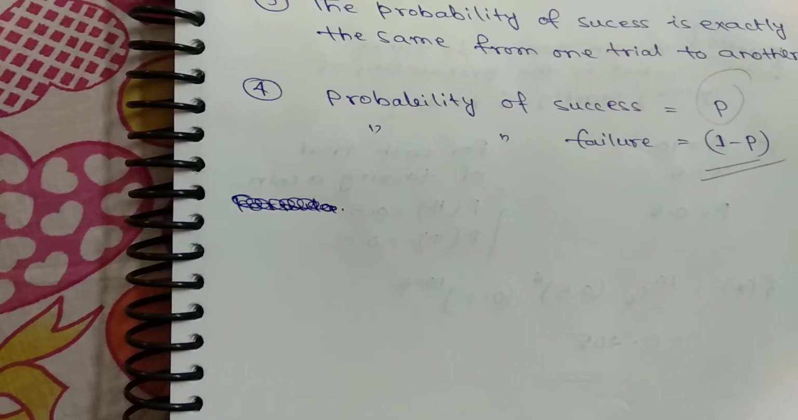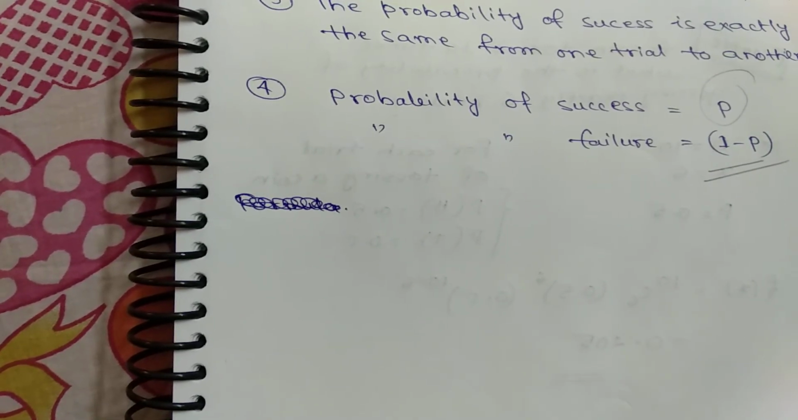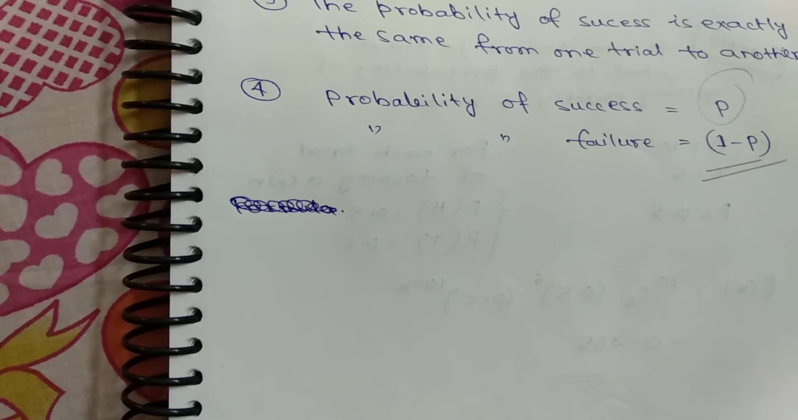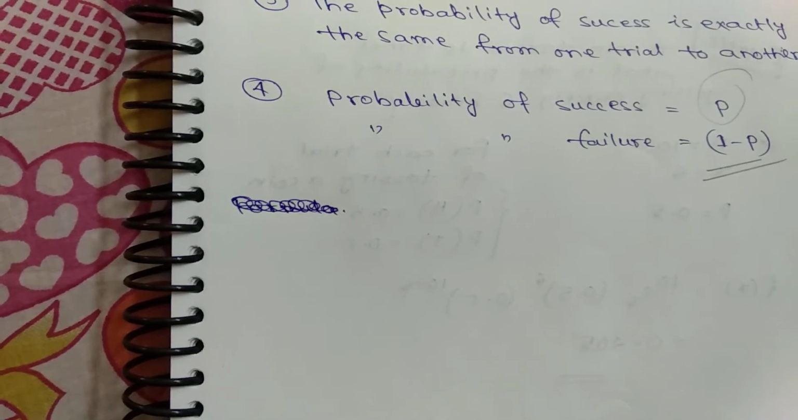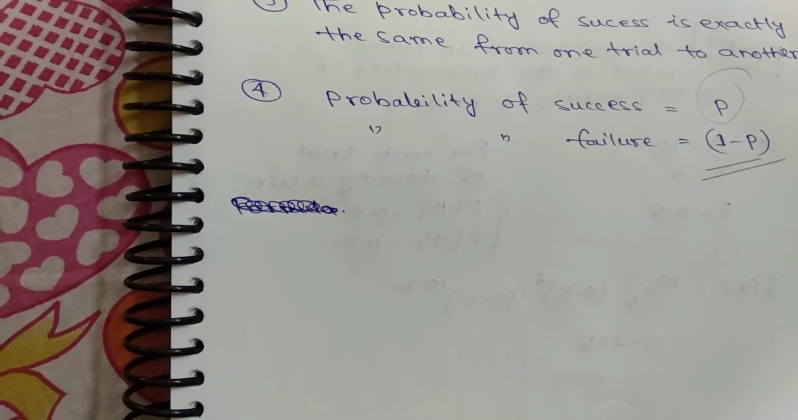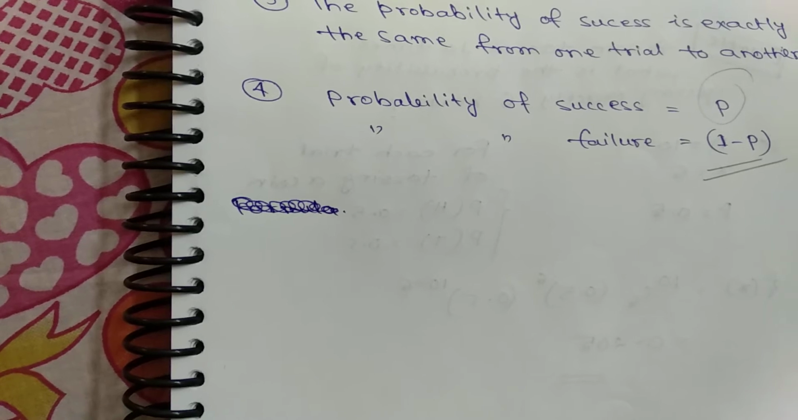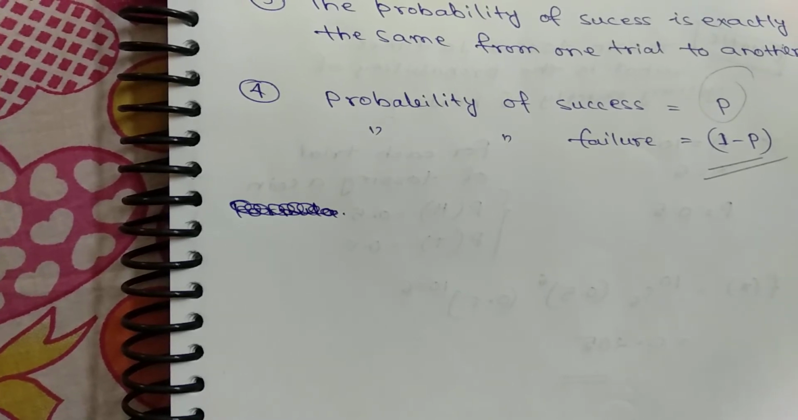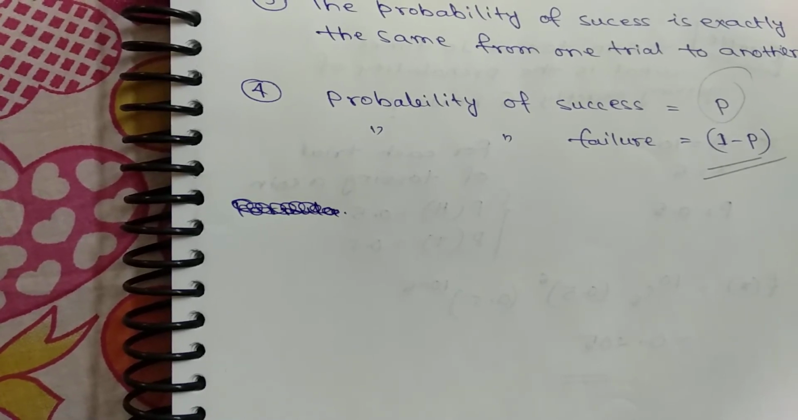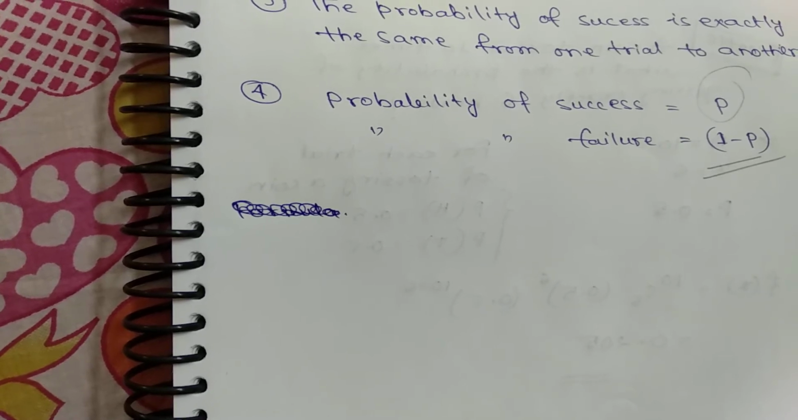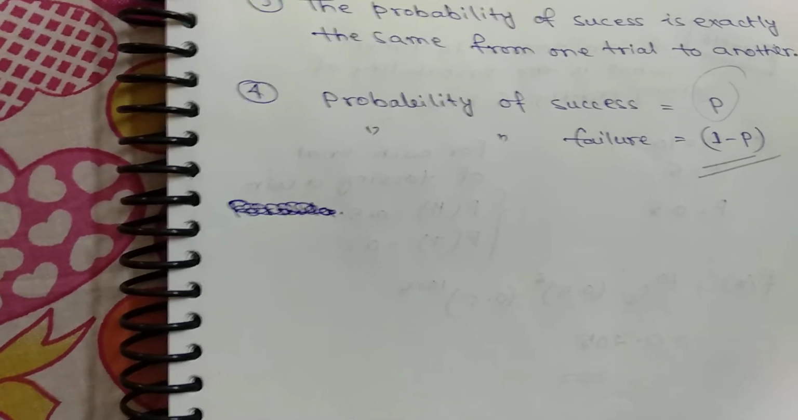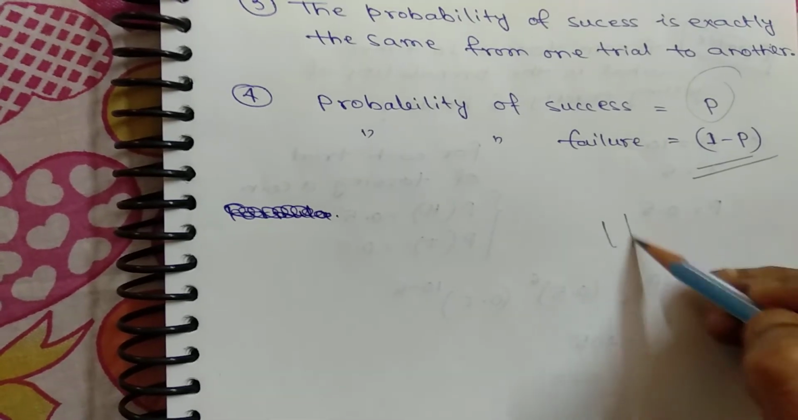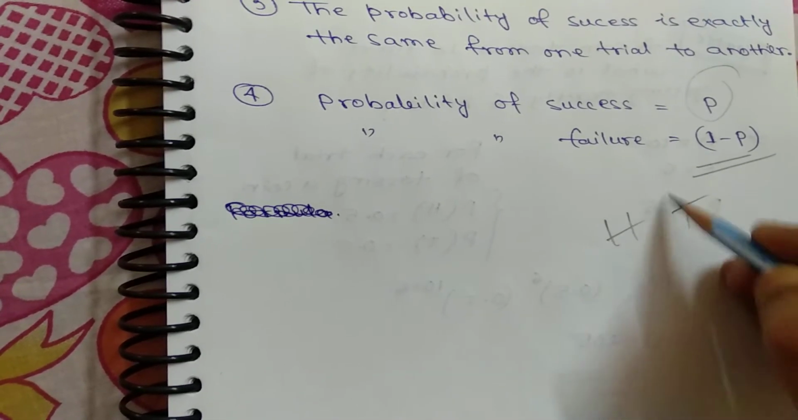Let's take one example. You flip a coin 2 times and count the number of times the coin lands on heads. So this is a binomial probability experiment. The experiment consists of repeated trials. We flip a coin 2 times. Each trial can result in just two possible outcomes, that is head and tail.